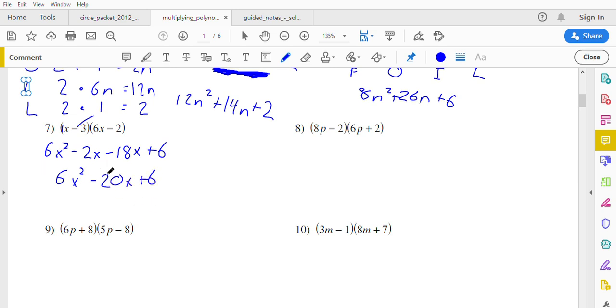Okay, so again, you can't combine these. This is as simple as it's gonna get. Good. The other thing that people like is this box method. Now, I didn't learn this because I grew up in the 90s and in the early 2000s. But essentially, what you do is you're going to take an 8p, put it up here. We're going to put a negative 2 here. We're going to put a 6p here. And a positive 2 here. And what we're going to do is we're going to make this box.